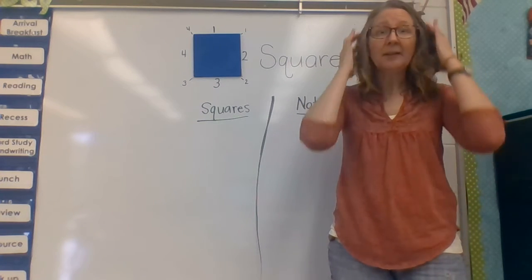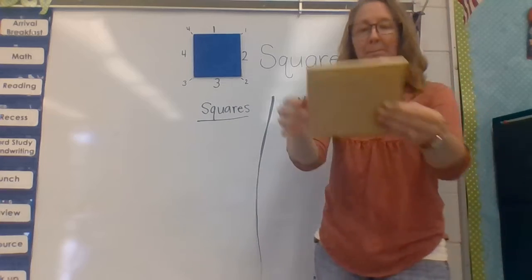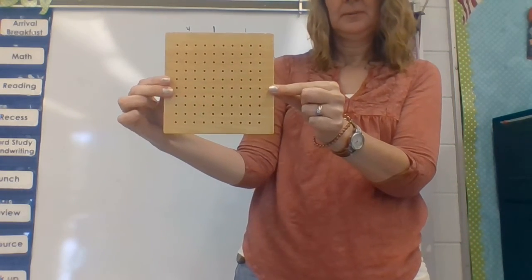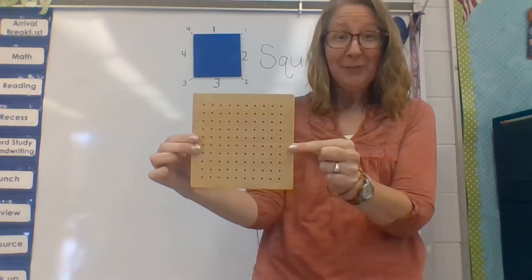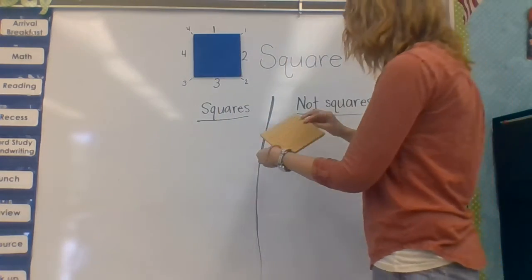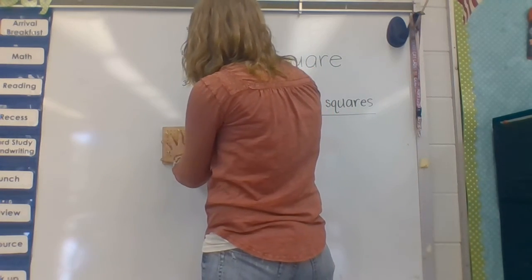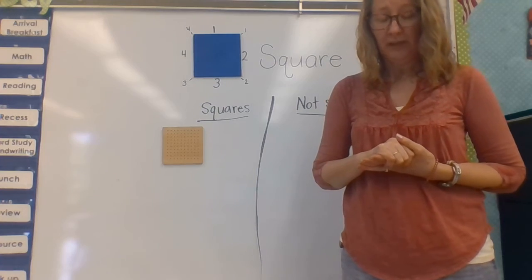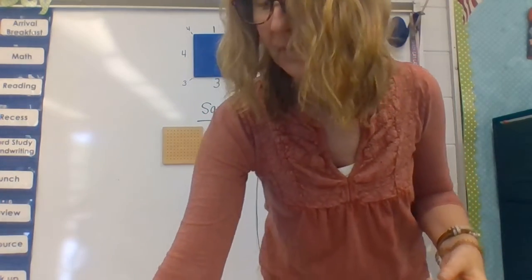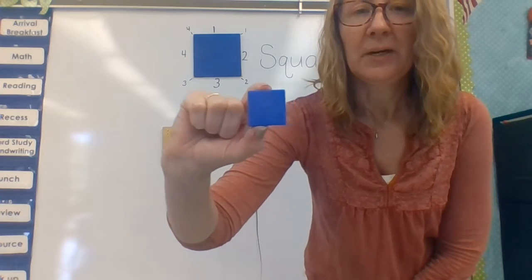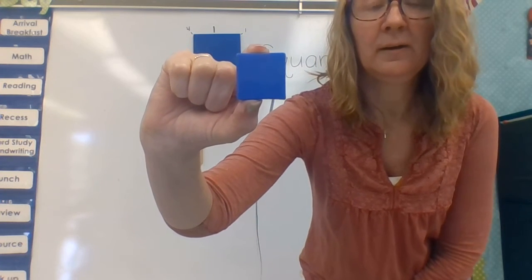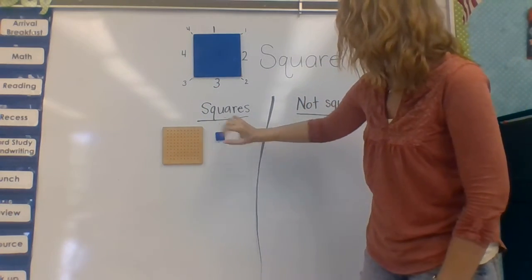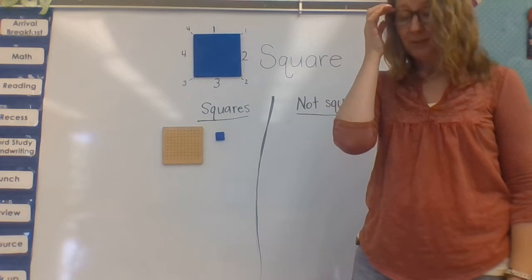Are you ready for this challenge? Let's see. What is this? Do you think this is a square? You're right, it is a square. So I'm going to put it on the side that says squares. All right, you ready for another challenge? Here we go. This one is little. What do you think? Is that a square? It is a square. So that goes over here too. Wow, we've got a lot of squares so far.